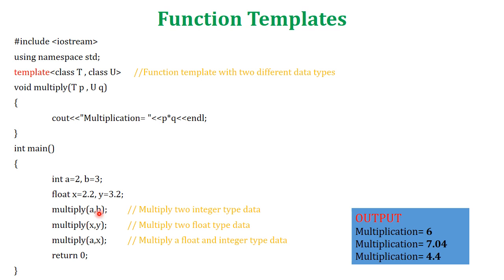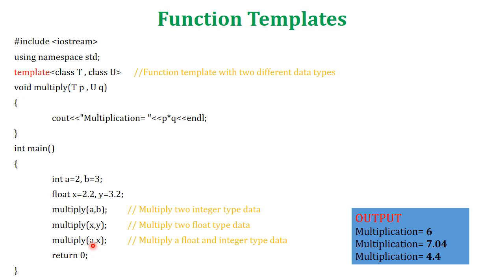So multiply a comma b. A comma b, both are integers, right? So now T becomes integer, U becomes integer, then it will do the integer operation, then it will print. And control comes to here. X comma y, so both are float, right? So now T becomes float and U becomes float, then it will do the float operation, then we will get the result. And control comes to here.